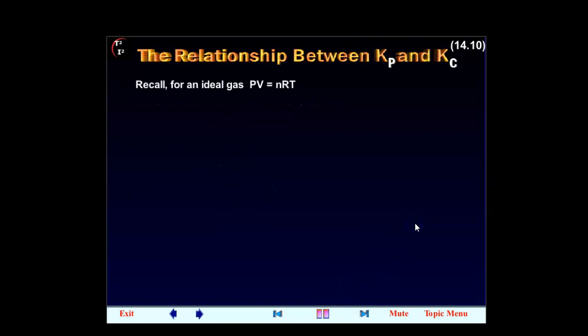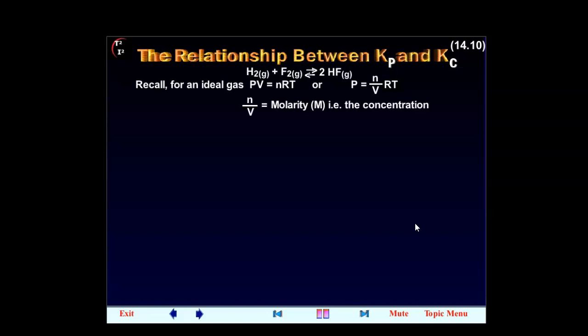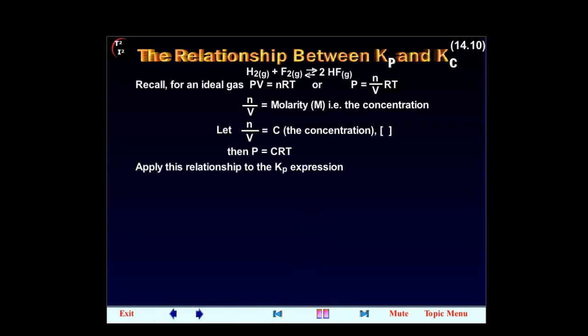Recall, for an ideal gas, PV is equal to nRT, or P is equal to N divided by V times RT. N divided by V is equal to molarity M, i.e. the concentration. Let N divided by V equal C, the concentration. Then P is equal to CRT. Apply this relationship to the K sub P expression.